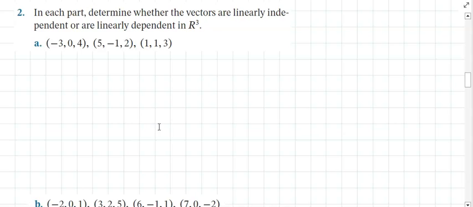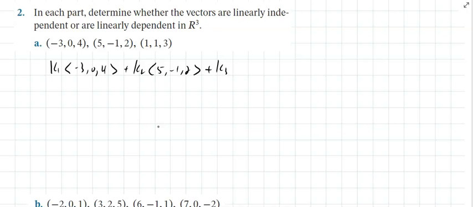Here's the first example. In each part, determine whether the vectors are linearly independent. These are vectors. So I am to take k1 times v1 plus k2 times v2, and I'm going to write the first problem out just for you to see it again, plus k3 times 1, 1, 3, set it equal to the 0 vector, 0, 0, 0. Then this is really negative 3k1 plus 5k2 plus k3. This is 0, I'm just writing 0 for your notes.